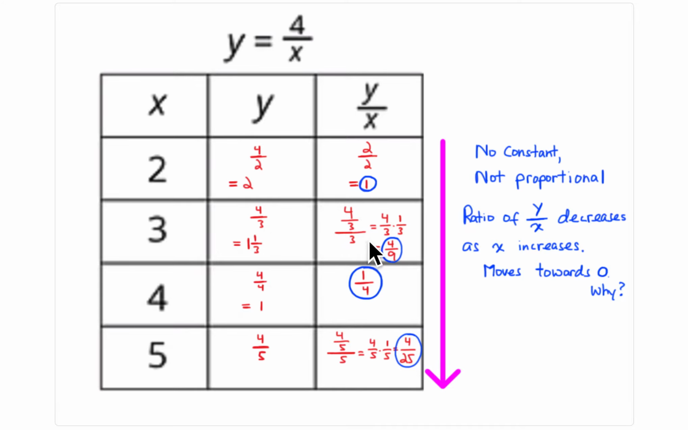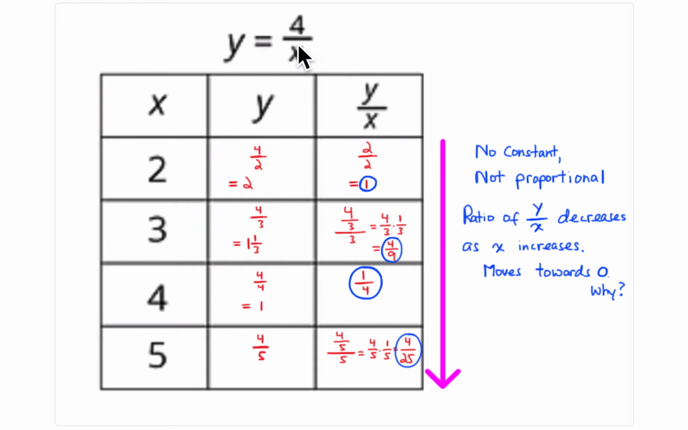4/3 divided by 3. So now take a look and think about what's going on here. So you're going to multiply. So you're going to use the inverse operation, multiplication, and you're going to multiply by the multiplicative inverse, which is 1/3. So this answer is 4/9. This is 4/4 divided by 4, or 4/4, which is 1, times 1/4, which is 1/4. 4/5 divided by 5. So here you're multiplying by the multiplicative inverse.